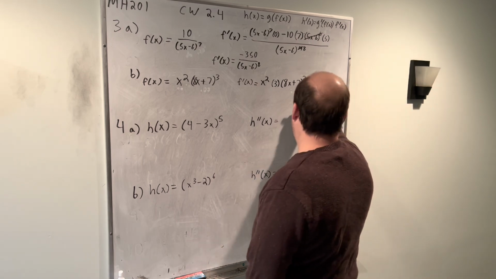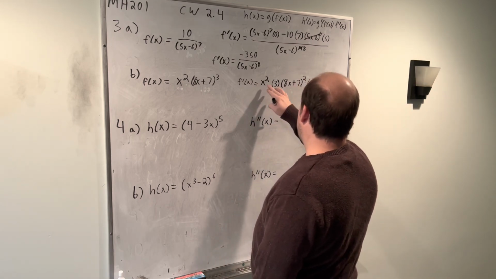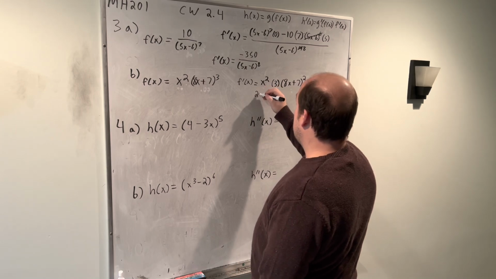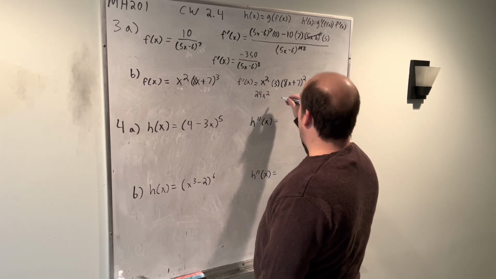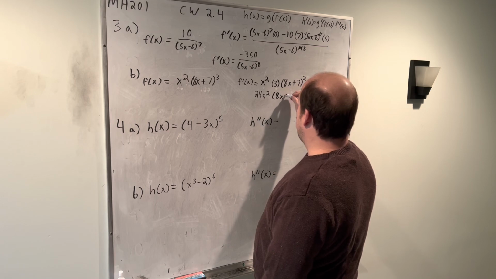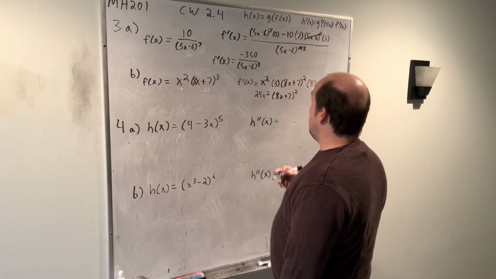When I clean this up, 8 times 3 is 24, times x squared gives me 24x squared out front, and then 8x plus 7, quantity squared trailing that.